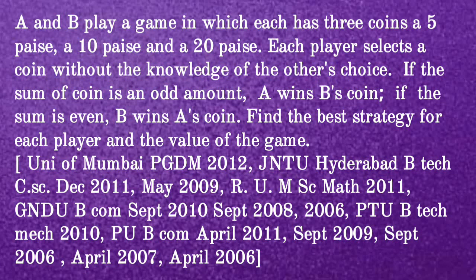A and B play a game in which each has 3 coins, a 5 paise, 10 paise and 20 paise. Each player selects a coin without the knowledge of the other's choice. If the sum of coins is an odd amount, A wins B's coin. If the sum is even, B wins A's coin. Find the best strategy for each player and the value of the game.